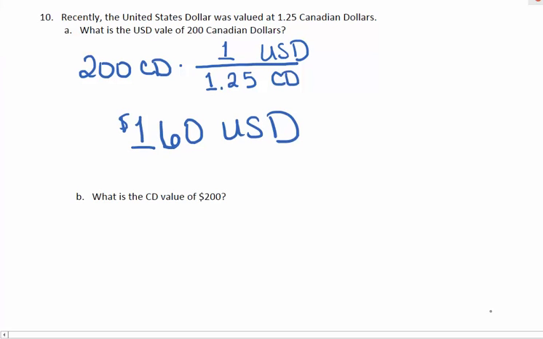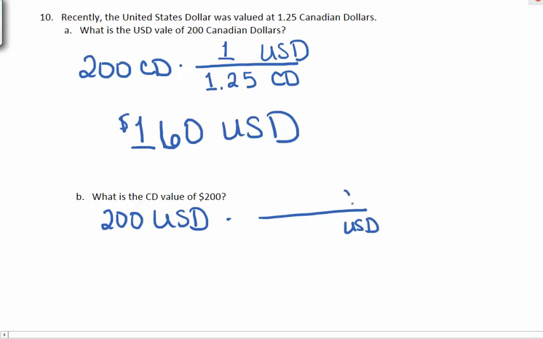What is the Canadian dollar value of $200? Well, now we have 200 US dollars. So this time we have US dollars and we want Canadian dollars. The exchange rate is still the same. 1.25 Canadian is 1 US. Multiplying this gives $250 in Canadian dollars.